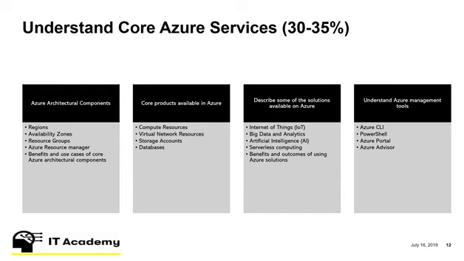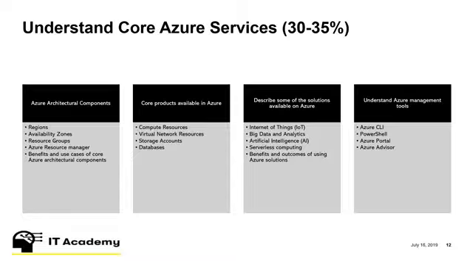So, the Azure architectural components we need to be aware of are regions, availability zones, resource groups, Azure Resource Manager, and we also need to be able to articulate the benefits and use cases of using these architectural components in our solutions. We need to be able to describe some of the core products available in Azure that are broken down roughly into the packages of compute, so that would be virtual machines, PaaS applications, scale sets, availability sets, virtual network resources, VNets, subnets, VPNs, ExpressRoute, firewalls, storage accounts, so blob, table, file, message, and file storage.